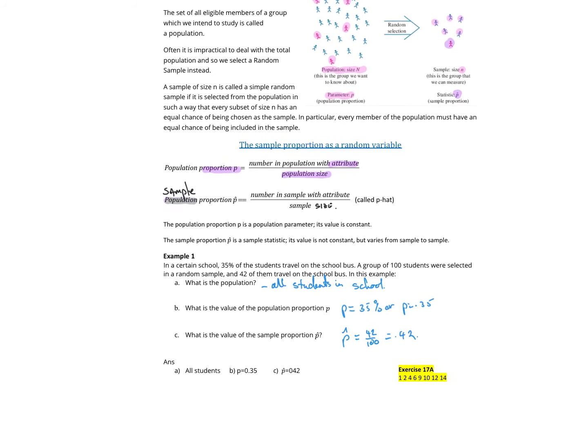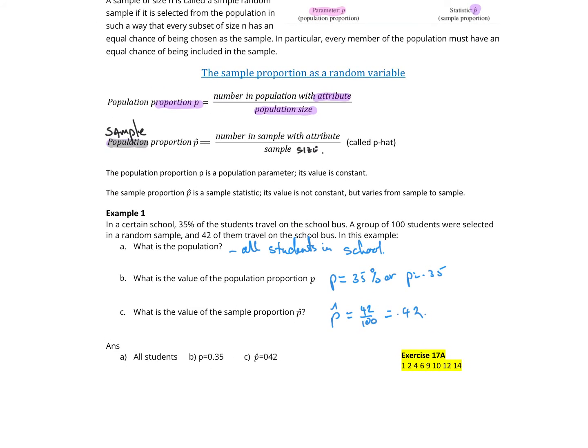So the population proportion is a population parameter and it's constant, it doesn't change. However, my sample proportion P hat is going to vary depending upon the sample that I take. So remembering that the sample that you take must be completely random. You can't just grab from one area, or just grab your mates or just one sex. It's just got to be a completely random set of selections.